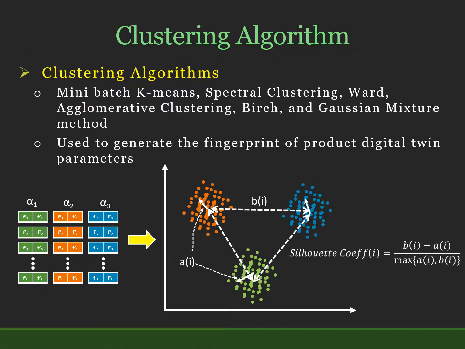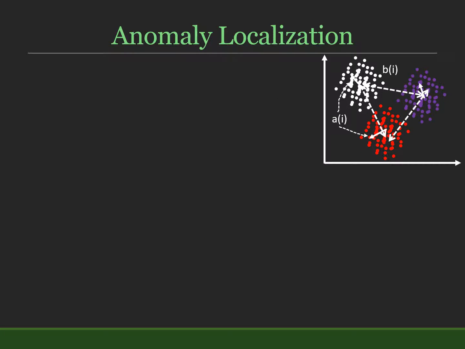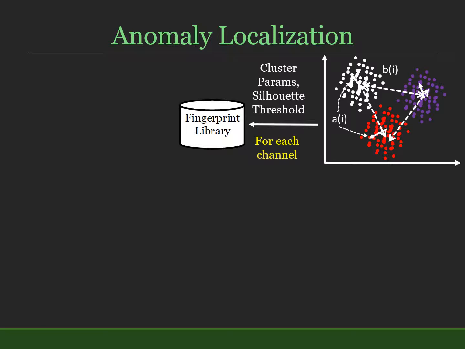The clustering is carried out for each group of the features for all the analog emissions. The cluster centers, the cluster number, and the corresponding average silhouette coefficient of the analog emission are stored in a library, effectively representing the fingerprint for the given parsed digital twin product parameter. The digital twin consists of the cluster parameters, silhouette threshold, group IDs, etc. stored in its fingerprint library.